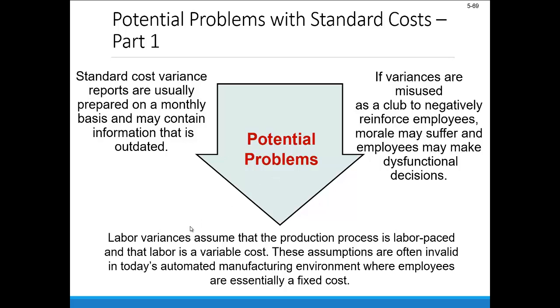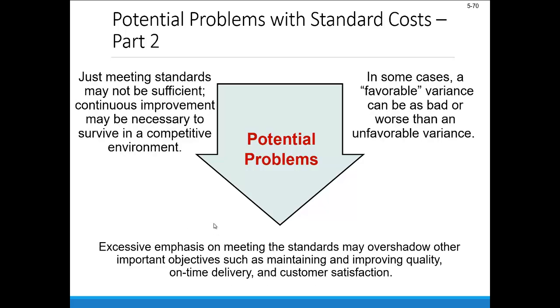Now, the labor variances we've talked about assume that the production process is labor-paced and that labor is strictly a variable cost with regard to activity. Those assumptions may not hold in a more automated environment, which is more and more common in modern manufacturing. So just something else for us to be aware of there. And just a few more considerations. First, just meeting standards may not be sufficient. In a very competitive environment, we may need to continuously improve to survive. Our standards just tell us, are we hitting this benchmark or this ideal? It might not tell us, are we doing enough to continue to be competitive in the marketplace?